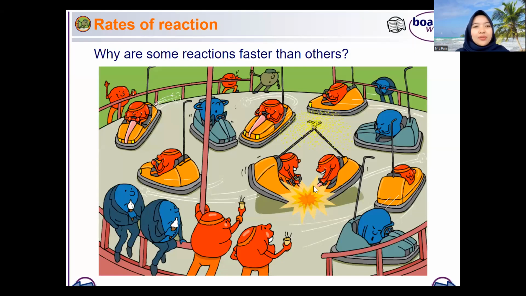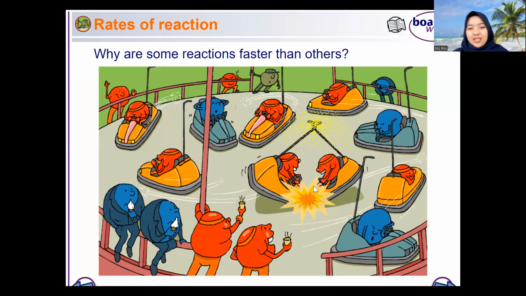Let's talk about rates of reaction. Why are some reactions faster than others? Please look at the picture. On the picture, there's a car bumped into another car, and with sufficient energy, they can have a good reaction or a good interaction.